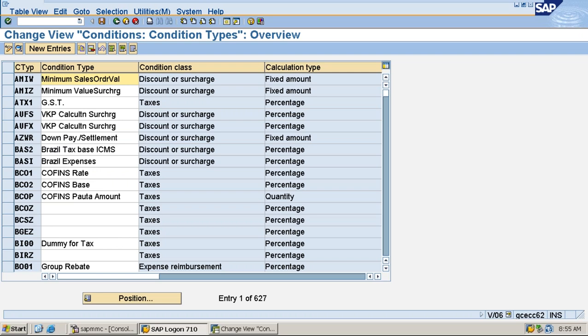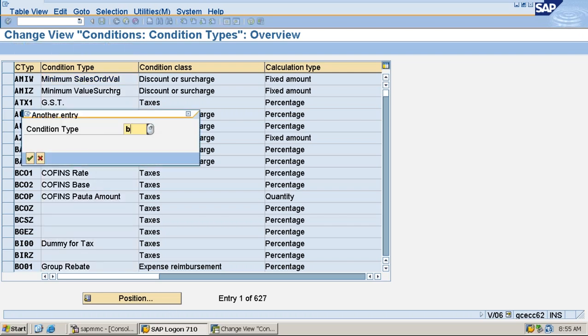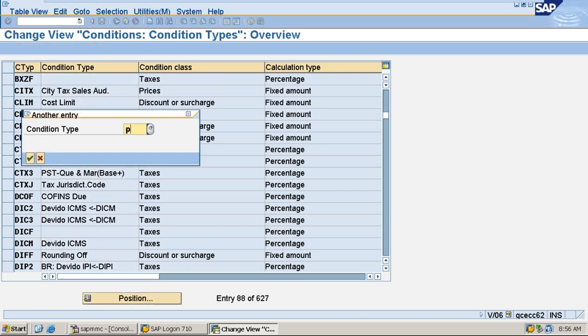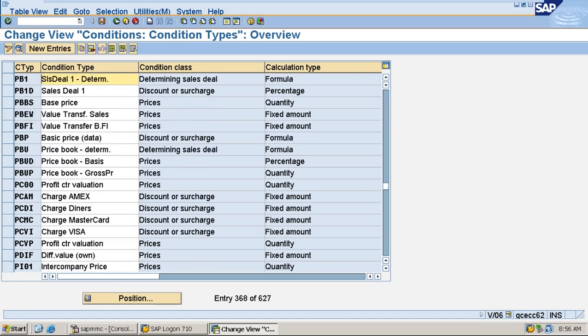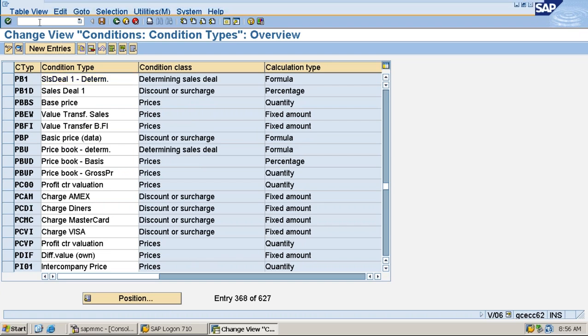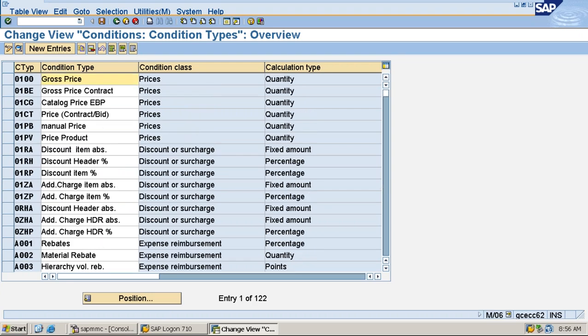Okay, if you search for PBXX, it will not be there here, or PB01. Okay, PB01 or 02. These condition types we are talking about, PBXX and PB01, these all are condition types, price condition types.